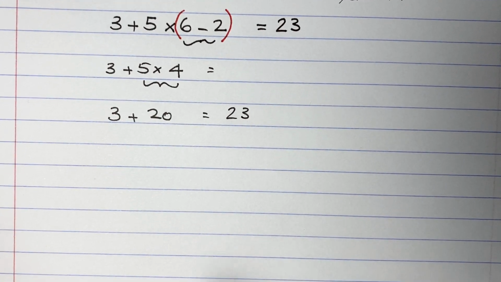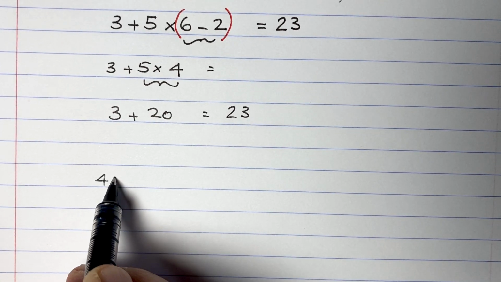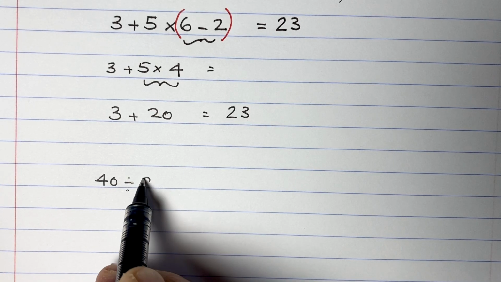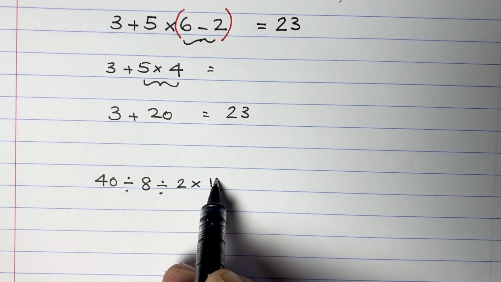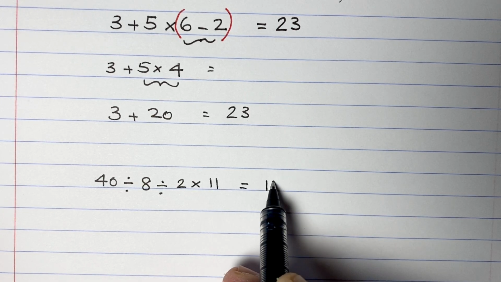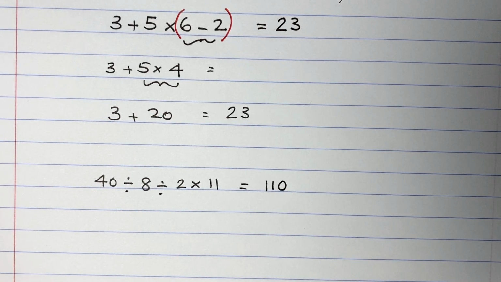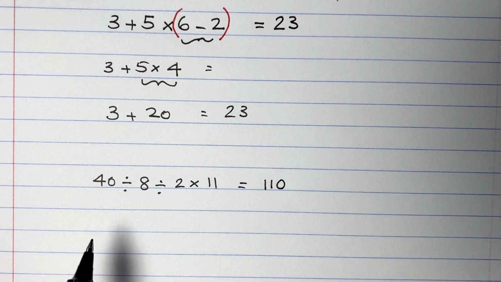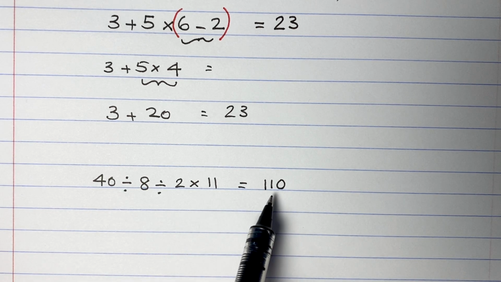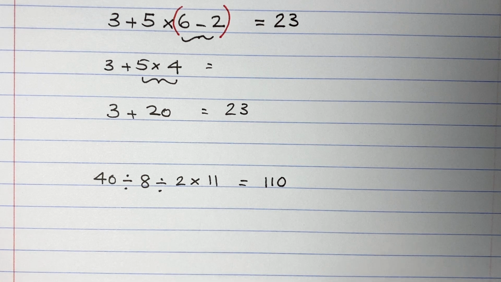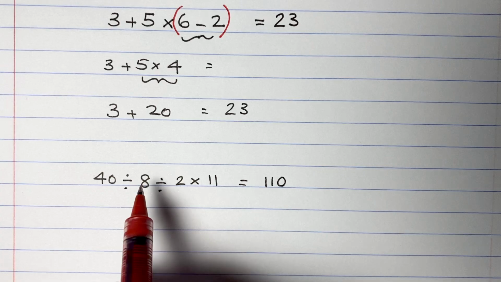Let's try another one. So I've got 40 divided by 8 divided by 2 times 11, and I want to achieve 110. Again, I want to use a set of brackets, so this will correctly give me the answer 110. So you can try different places to put your brackets, and then eventually you will see that the bracket needs to be here.